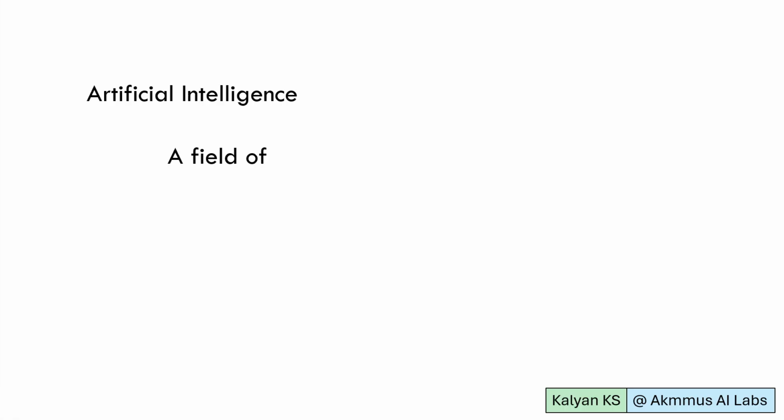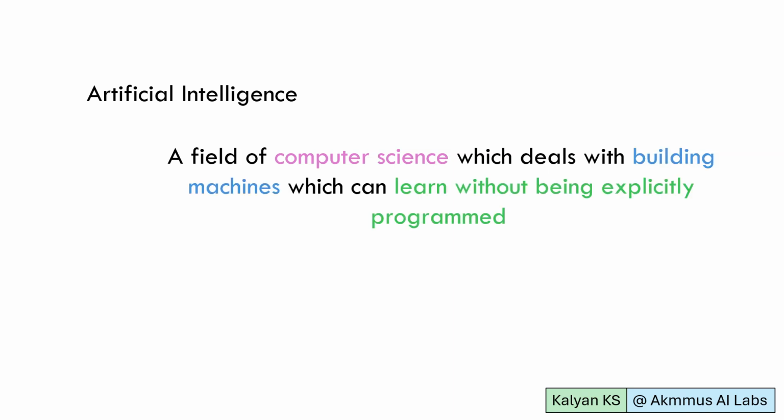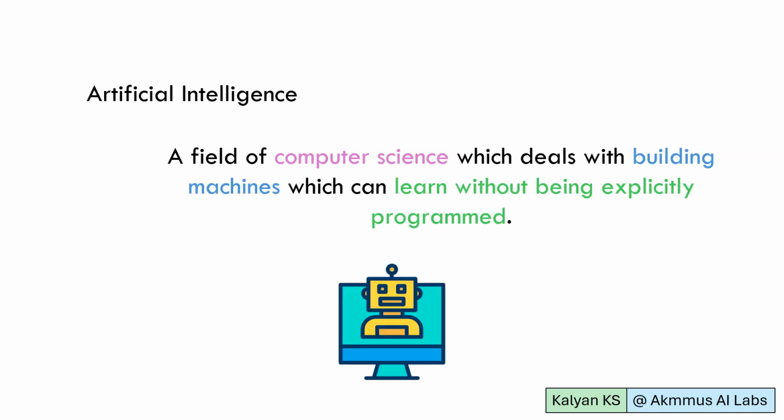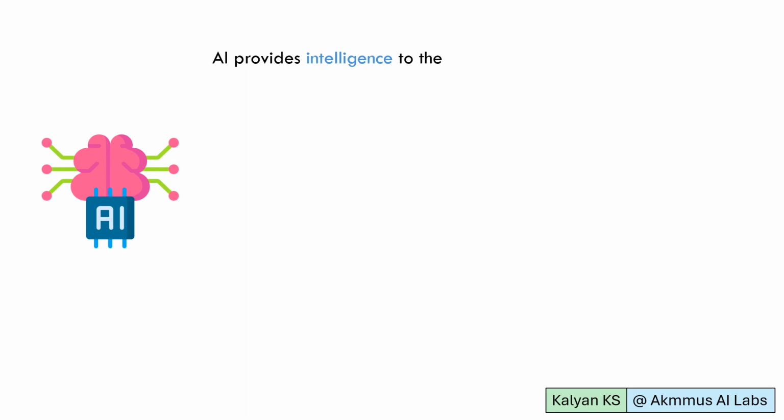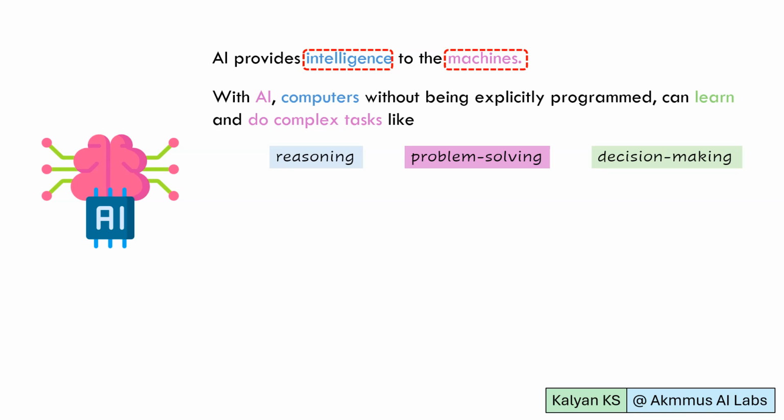Artificial intelligence is a field of computer science which deals with building machines which can learn without being explicitly programmed. Let us understand artificial intelligence more intuitively. AI provides intelligence to the machines. Here, intelligence refers to the ability to learn without being explicitly programmed, and machines refer to computers. With AI, computers without being explicitly programmed can learn and do complex tasks like reasoning, problem-solving, and decision-making.